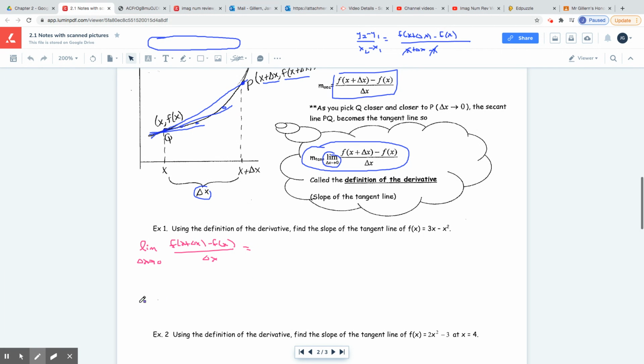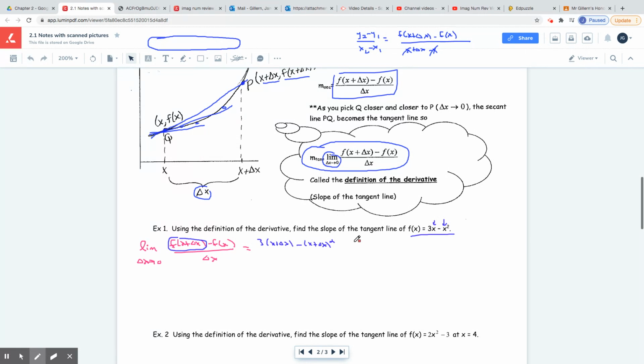All right. So what we're going to do is like 3 parts. The first part is this one right here, where we are going to plug in x plus delta x into our function. This is our f of x. So I need to take x plus delta x, and wherever I see an x, I have to replace it. So it's going to be 3 times, instead of x, x plus delta x, minus, instead of x, x plus delta x squared.